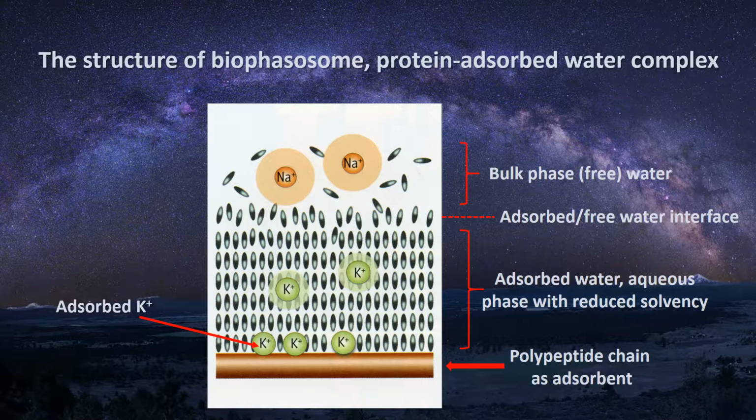Below we see a polypeptide chain, the adsorbent, on whose surface the adsorbed aqueous phase is formed with stronger hydrogen bonds between water molecules. This phase is a poor solvent in comparison with bulk water. Since bulk water has a comparatively good solubility, all solutes are excluded from the shell of the adsorbed phase into the bulk phase, and the faster, the larger the particle size; in this case sodium is shown. Only solutes adsorbed by the protein remain inside the biophasosome; in this case potassium ions are shown.